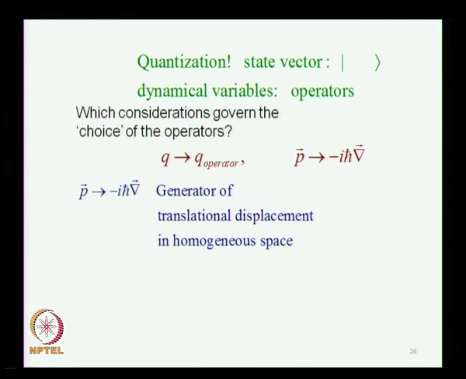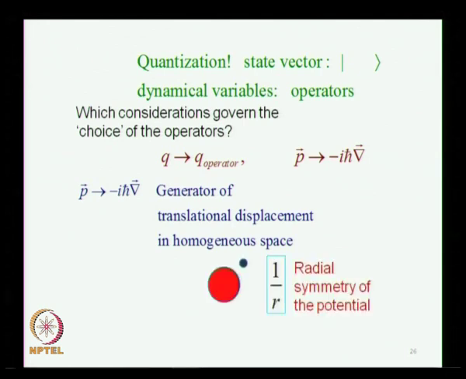So, this is an appropriate operator for momentum, and the reason this is so, is because momentum is the generator of translational displacement in homogeneous space. And this is the fundamental reason that momentum is represented by the gradient operator, because when you find out what is the displacement operator, you get these forms of the momentum operator. It is not just a postulate that P is minus i h-bar gradient, it comes very naturally from the fact that momentum is the generator for displacement in homogeneous space.